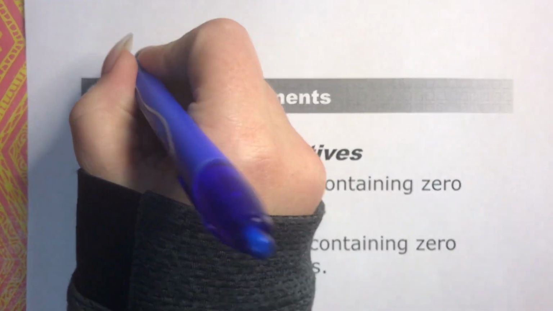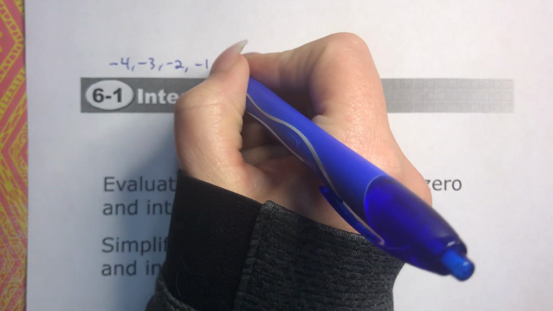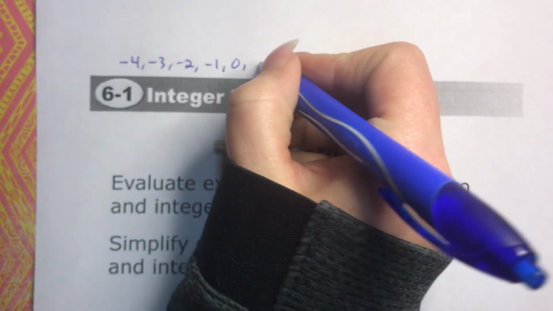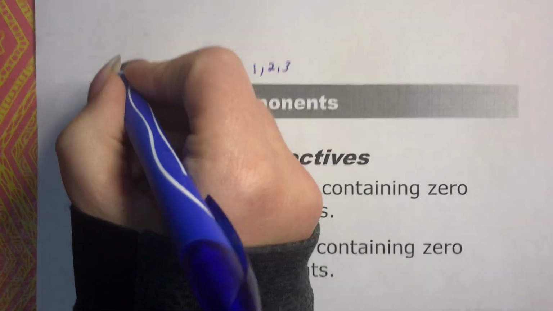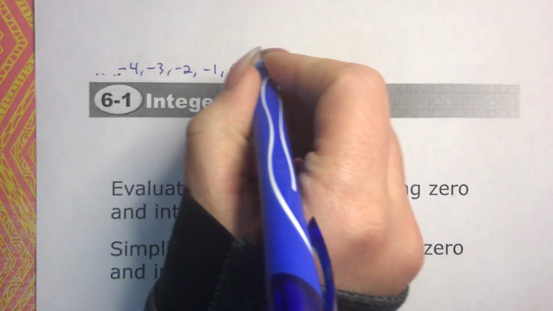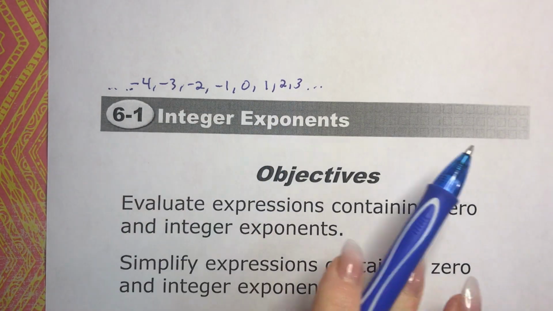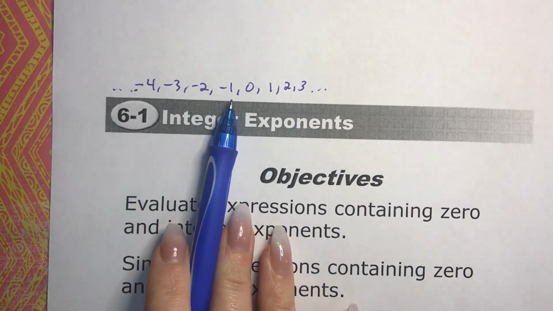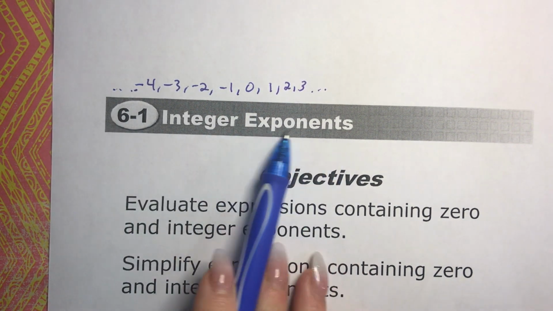So something like -4, -3, -2, -1, 0, 1, 2, 3. Okay, so those, and it goes in both directions, on both sides, right? It just keeps going in the negative direction and keeps going in the positive direction. Those are integers. Now the integers are going to be exponents, right?